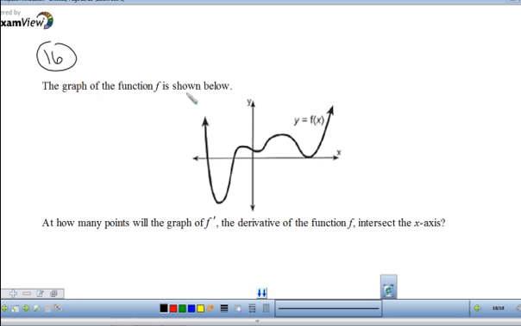The graph of the function is shown below. At how many points would the graph of f prime, the derivative of the graph, intersect the x-axis? Okay, so once again, this is my original graph. So it's asking at how many points for f prime, the derivative, intersect the x-axis. So it's asking how many points is the derivative going to equal 0. So it's looking for max and min. So that's going to happen here. So at 1, 2, 3, 4, 5. So at 5 points.